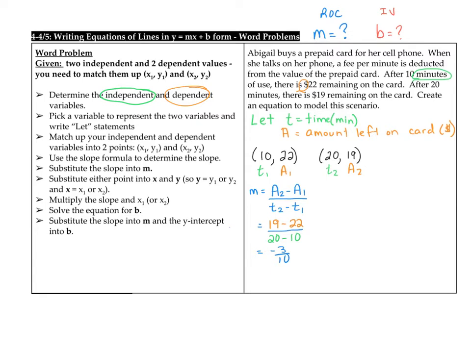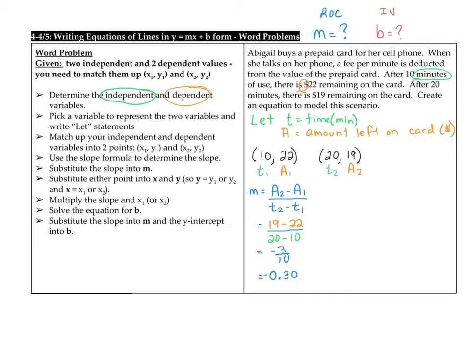Now, normally we ask you to leave it as a fraction, but when it is a word problem, you can write it as a decimal because this is representing the rate of change, and because it's involving money, you'd round it to 2 decimal places. So basically what this is saying is that the amount of money on the card is decreasing by 30 cents per minute. So if it wasn't a word problem, you'd leave your slope as a fraction, but when it is a word problem, you can change it to a decimal.